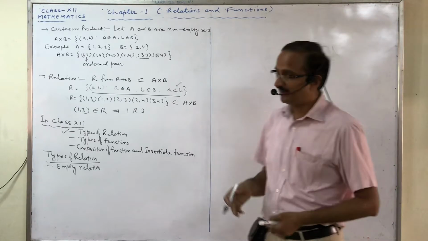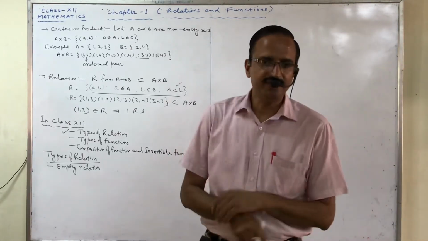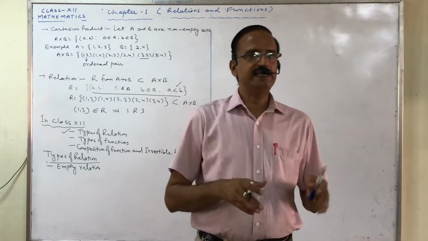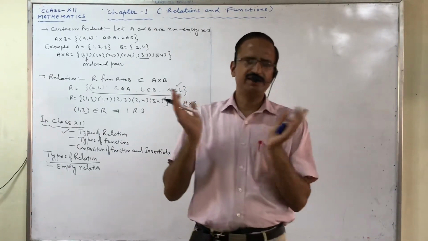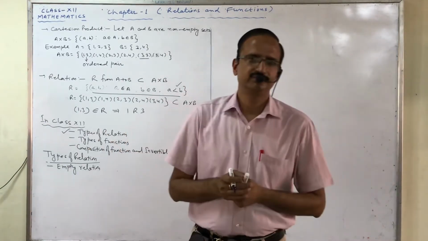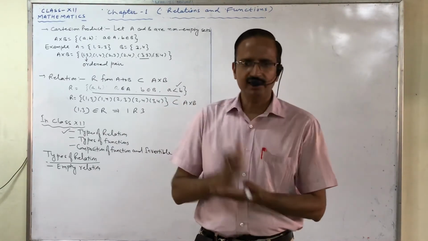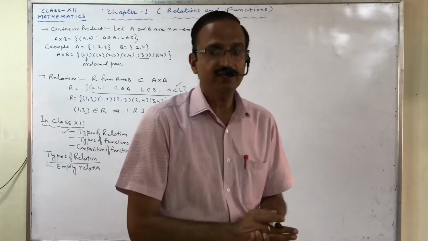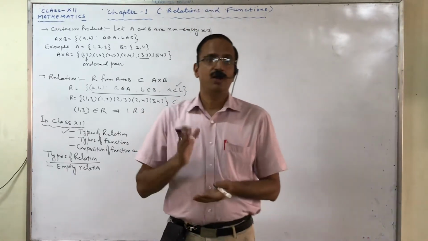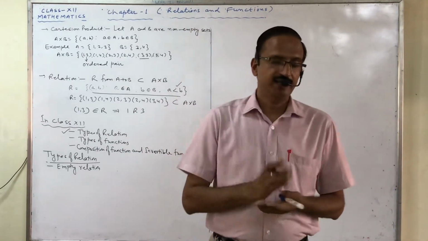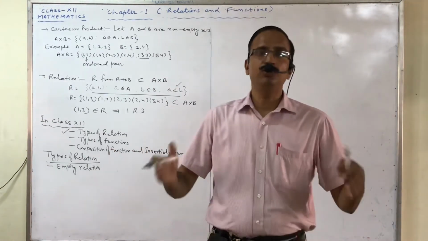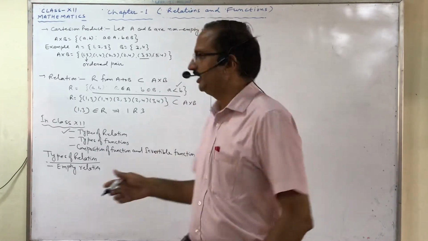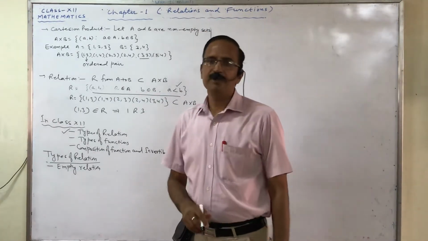Now, from the name itself, it is clear that it is empty. It means our relation R in set A. A is a set and R is a relation. So R is a relation in set A is said to be empty when no element of set A is related to any element of set A, then the relation is said to be empty.